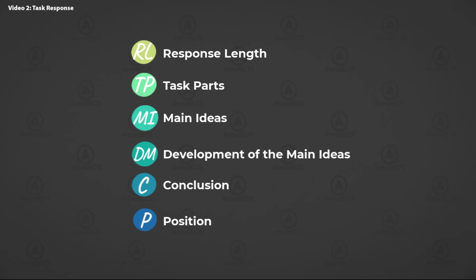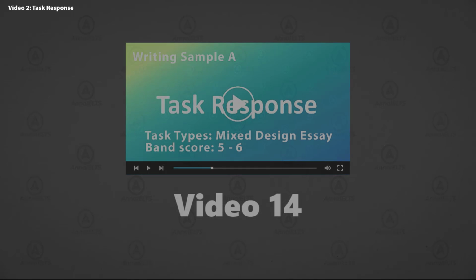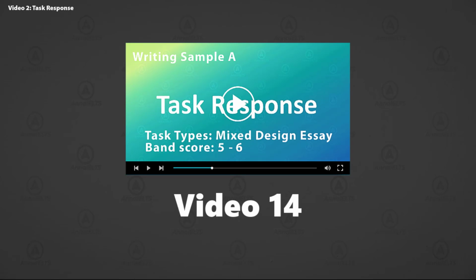We've just theoretically reviewed the 6 subcategories of task response. You also need to see some practical examples and learn how to actually increase your writing score. In video number 14, we have explained how we can increase a score of 5 to 6 with the help of these 6 subcategories. Then later, we have explained how we can increase the score of 6 to 7, again with the help of these 6 subcategories. Thanks for watching this video. See you in the next one.